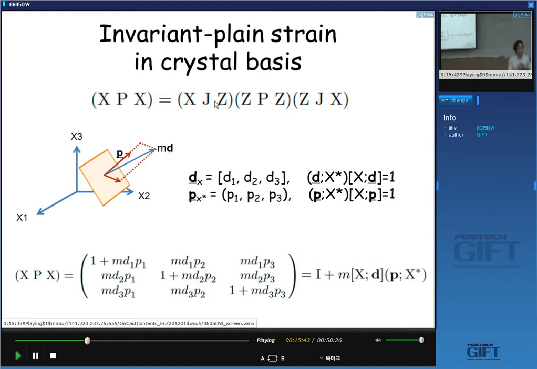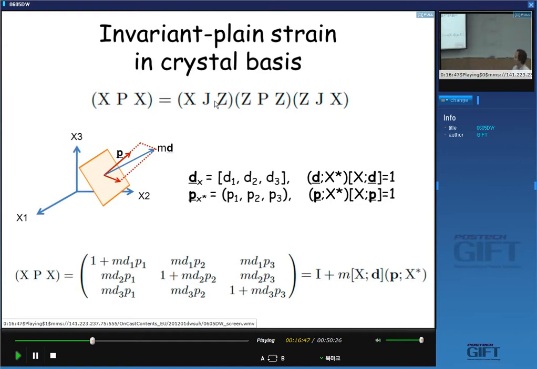So if the vector D and plane normal P are defined by these two relationships in the crystallographic basis. This is D1, D2, D3, the components of vector D on the crystallographic basis. And this vector P1, P2, P3 is the components of the plane normal in the reciprocal lattice. Then these six numbers relate the deformation matrix between the G basis and the X basis.